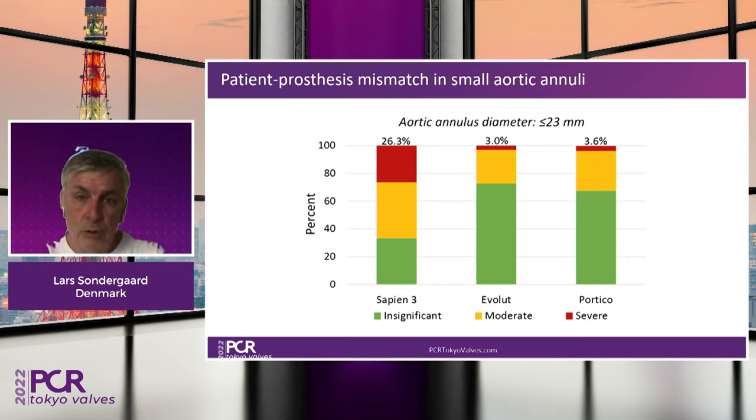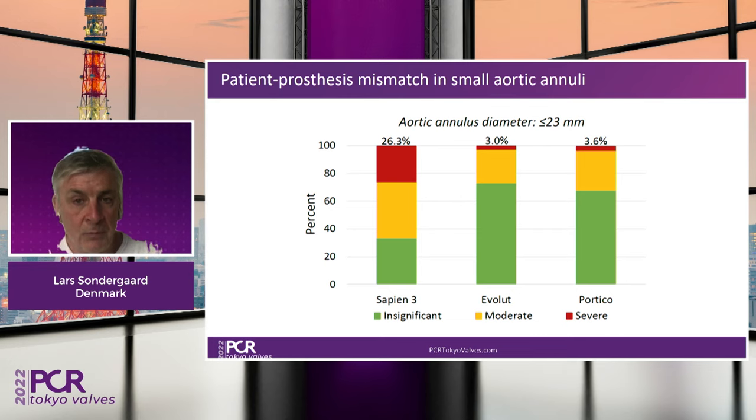We have all been told that using self-expanding technology with a supra-annular leaflet position is going to give you the best hemodynamic performance and thereby the lowest risk of patient-prosthesis mismatch and early valve failure. But you can look at these data. These are data from the randomized Portico IDE study in the US, so patients are actually randomized between these three platforms. If you talk about patients with small aortic annulus, which in this study is defined as an annulus diameter of 23 millimeters or less, you can see that if the patient is going for a Sapien platform, a balloon-expandable valve, one quarter of the patients come out of the OR with severe PPM.